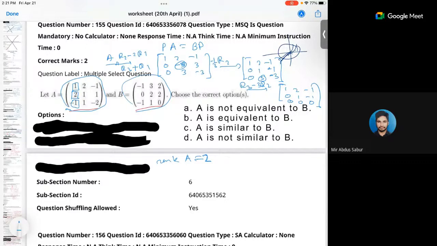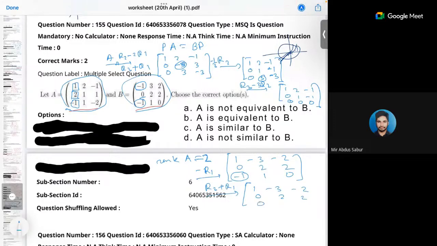For B, first we will make it 1, then it is already 0, it should be 0. So first we will multiply minus 1 into R1. So you will get 1, minus 3, minus 2; 0, 2, 2; minus 1, 1, 0. So then we will make it 0, right? So R3 plus R1. 1, minus 3, minus 2; 0, 2, 2; 0, minus 2, minus 2.